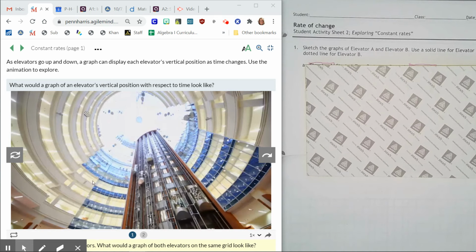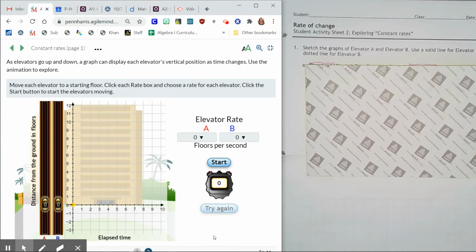But I want us to think about what an elevator would look like in terms of its vertical, it's up and down, meaning close to the ground, all the way up to the ceiling in terms of time moving. So that's what we're going to look through in this section. As elevators go up and down, graphs can show us their height, whether it's above ground or below ground, in proportion to time. I'm going to play around with this a little bit.